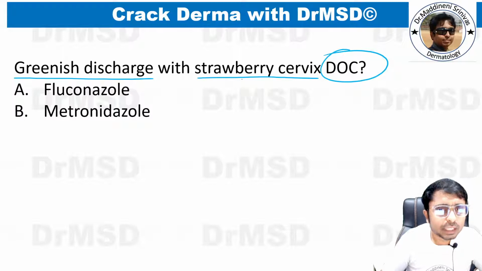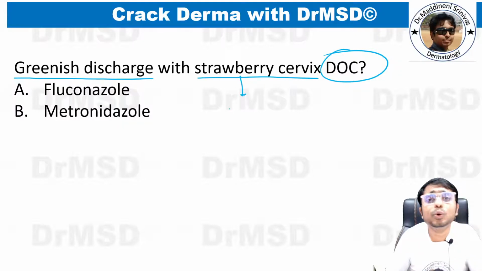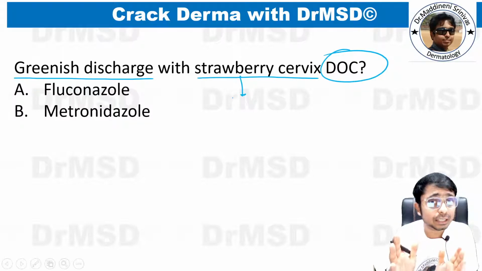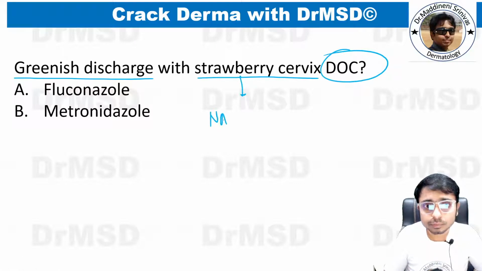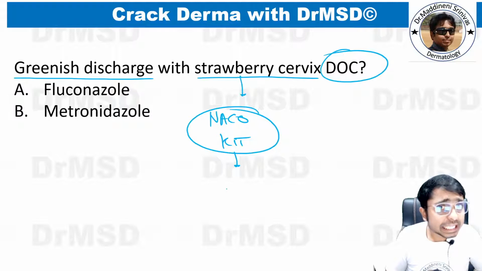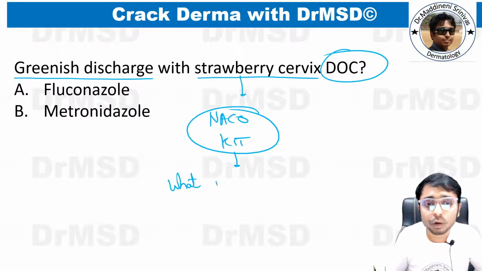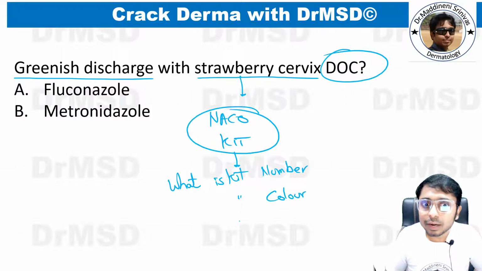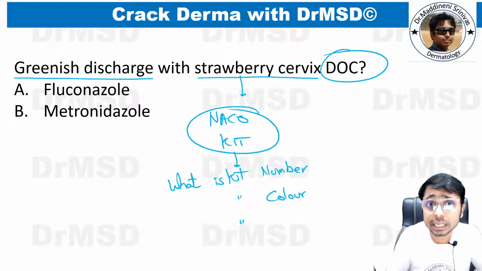And also one more question I want to ask. If you have to give a NACO kit to this patient, what is the NACO kit which you want to give? What is the kit number? What is the kit color? And what will be the drug which will act against this organism which is producing this greenish discharge?